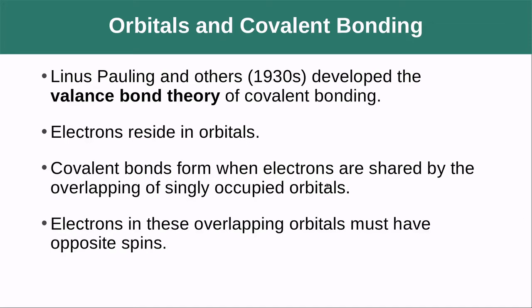Covalent bonds form when electrons are shared by the overlapping of singly occupied orbitals. Electrons in these overlapping orbitals must have opposite spins.